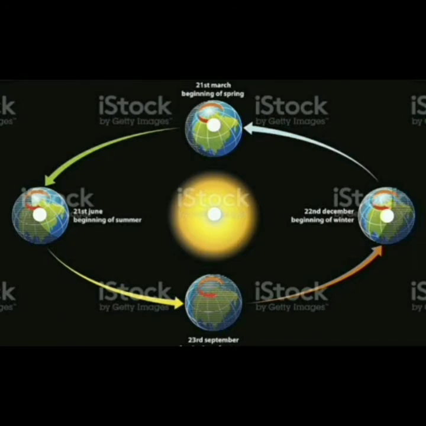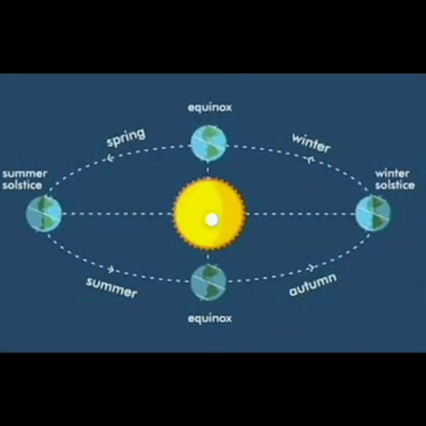So the first is Tropic of Cancer, solstice, and it occurs on 21st June. I hope in the previous video we have got very clear information about solstice, where I have given very clear images of how it occurs. Solstice occurs on 21st June, and now we will see what happens in northern hemisphere.